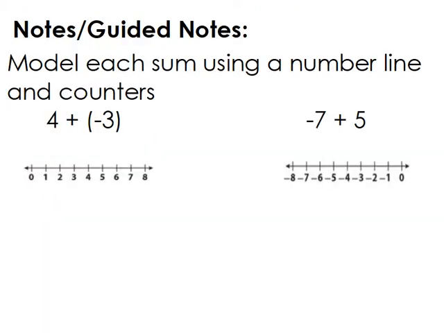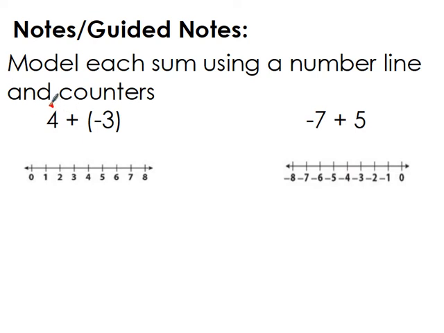All right, so what we're going to do is model adding numbers together that are both positive and negative, so numbers that have different signs. So we have two examples. We're going to model on a number line, and we are also going to model with counters. So first, let's look at a number line, because a number line is the exact same thing as what it was when we were adding numbers with the same sign.